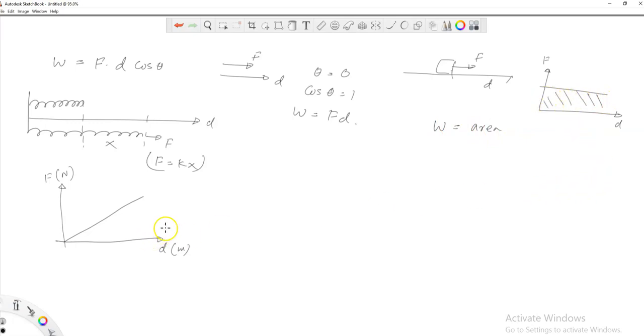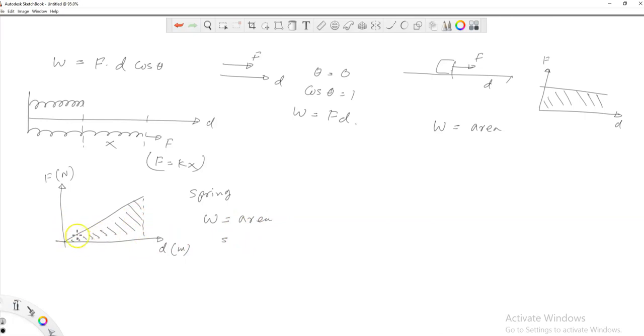So this is going to be the same for the varying force as well. Even though the force is changing with the distance, the area under the curve gives you the work. So for this example, for a spring, work is again the area, which is the area of the triangle.